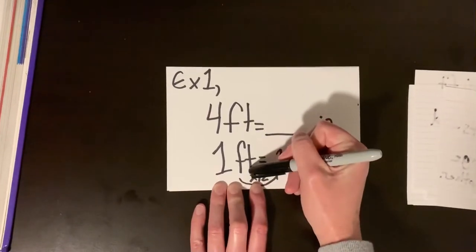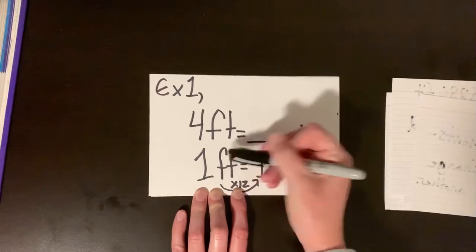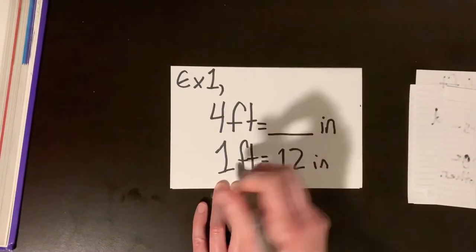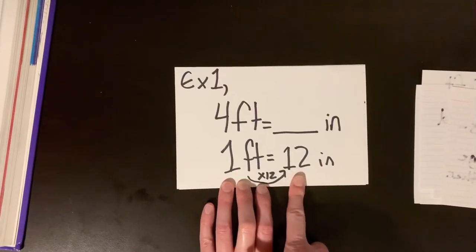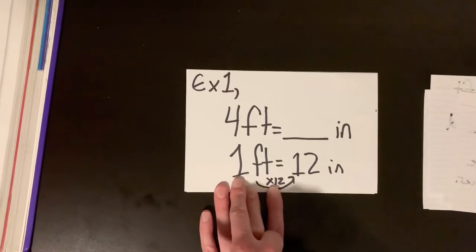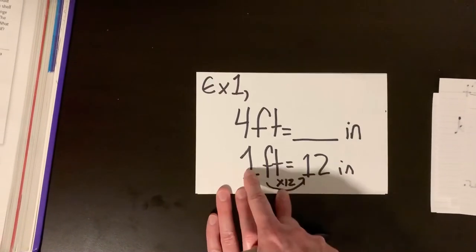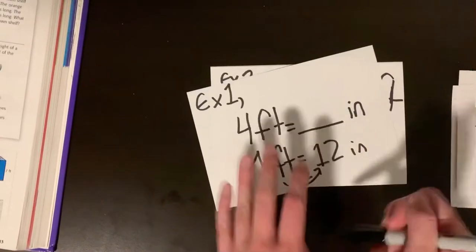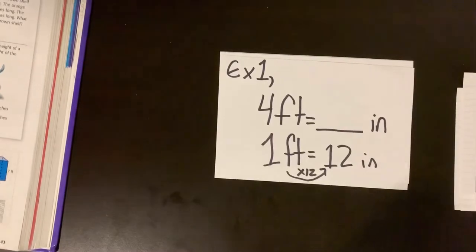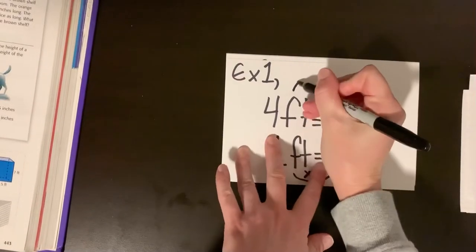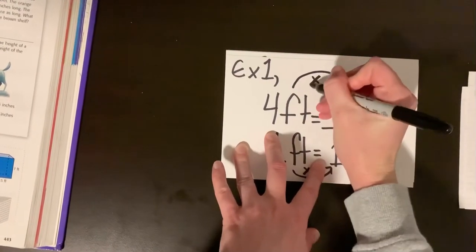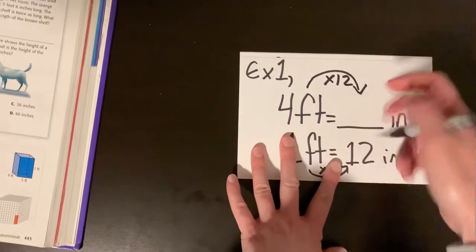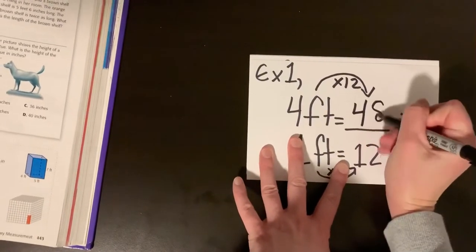What I do is I write the feet underneath it, okay? And then I write the inches underneath the inches. And then I look at the relationship between inches and feet. I see that 1 foot is equal to 12 inches. How do I go from 1 to 12? I multiply 1 times 12. So I'm going to do the same thing up here. I'm going to multiply 4 times 12, and 4 times 12 is equal to 48.